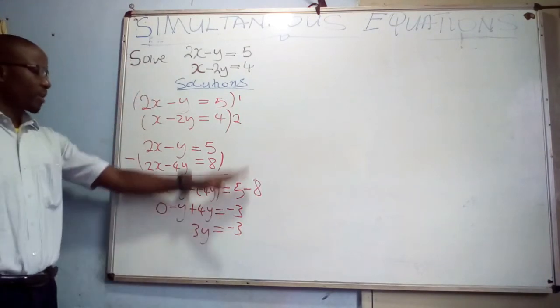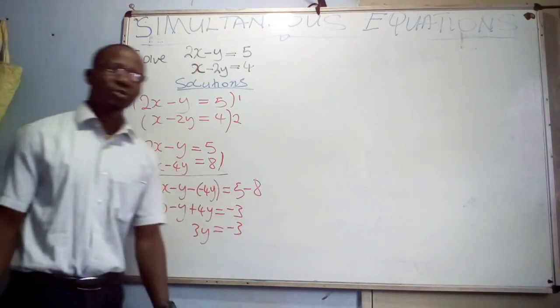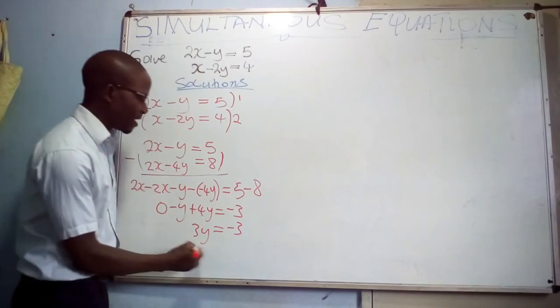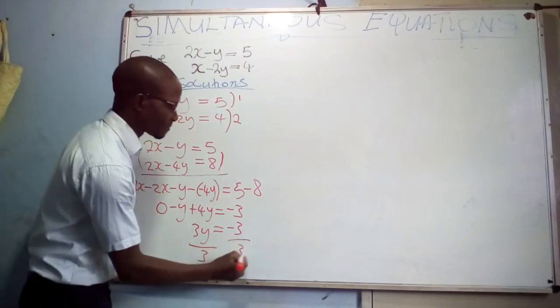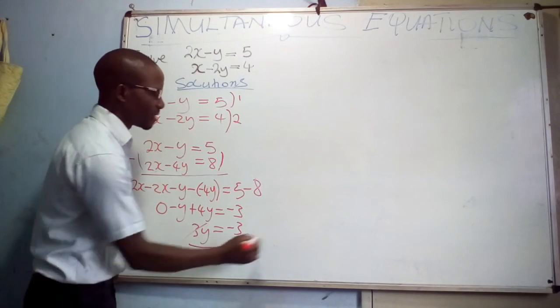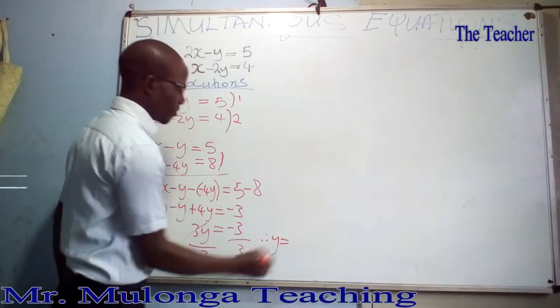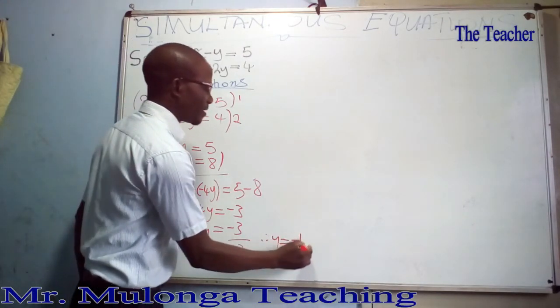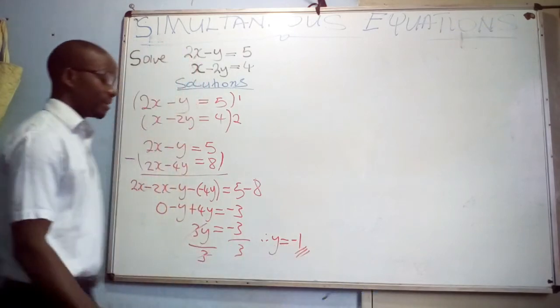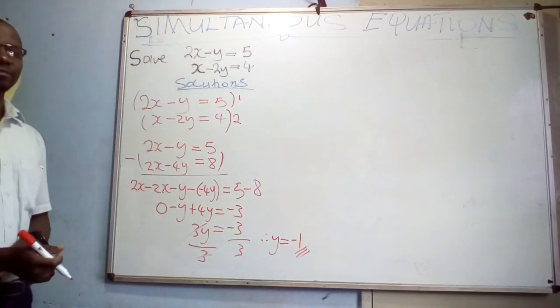At this point where we are now, what can we do? At this point, you divide throughout by 3. So this will go with that. Therefore, y is going to be equal to negative 1. So our y is actually negative 1.